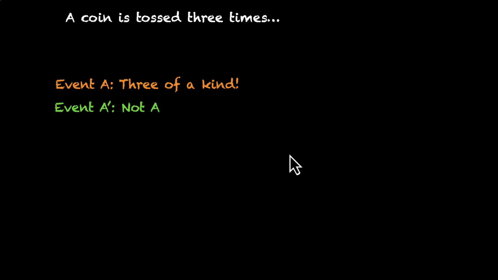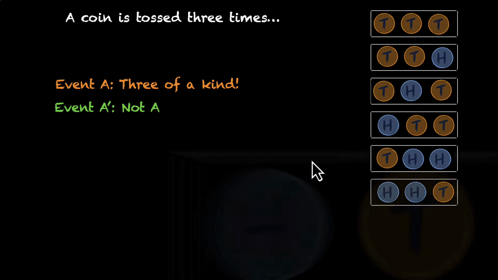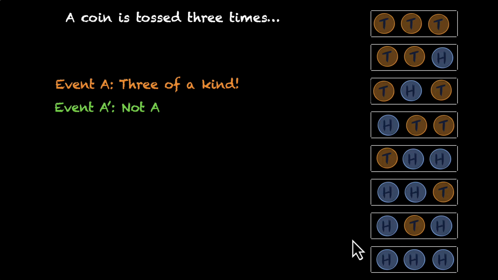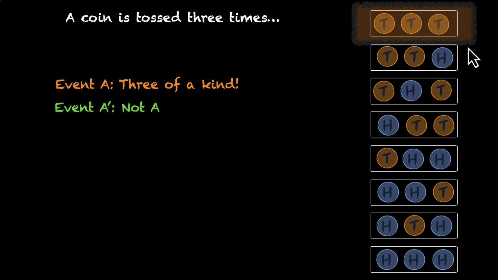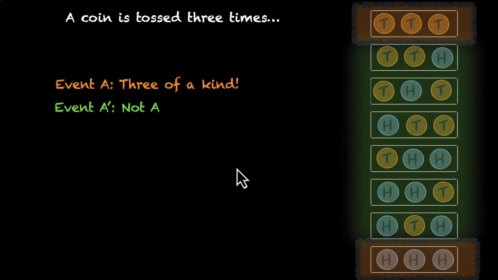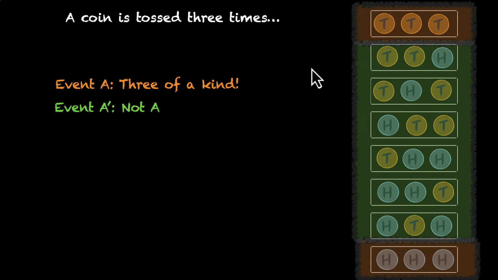Okay, let's do this. Let's figure out the sample space. We have 8 equally likely events. And let's see, where do we have 3 of a kind? Well, 3 of a kind means we'll get the same thing on all 3 coins. So we have this one, all 3 of them tails, and then we have this one, all 3 of them heads. And that's it. So we have 2 out of 8 events where we have 3 of a kind. So the probability of A happening will be 2 by 8. And the probability of A not happening, which is the complement of A, is going to be the remaining 6 events, so 6 by 8.